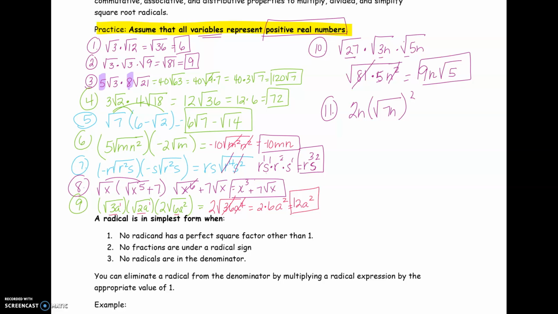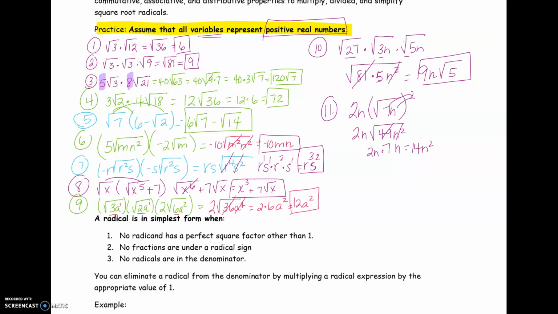2n times the square root. So this means that I'm squaring everything inside. So this becomes 2n times the square root of 49n squared. Well, the square root of 49 is 7. The square root of n squared is n. And then I'm going to multiply it by 2n. So I get 14n squared.